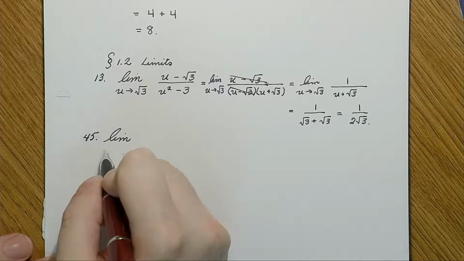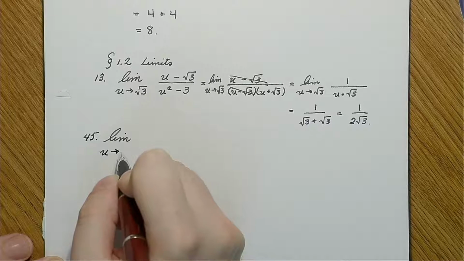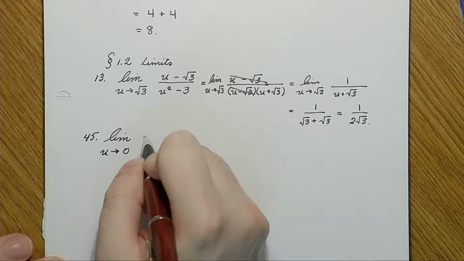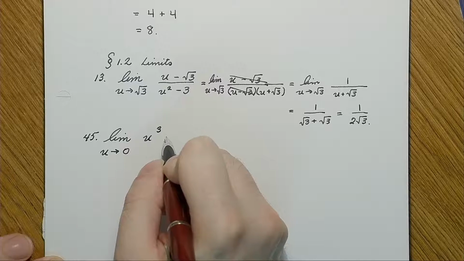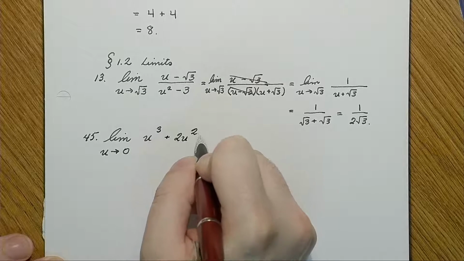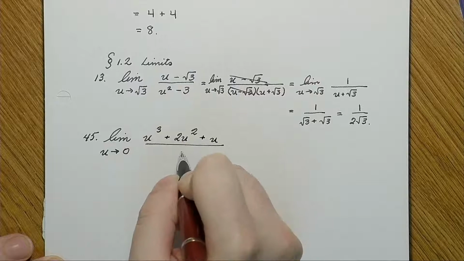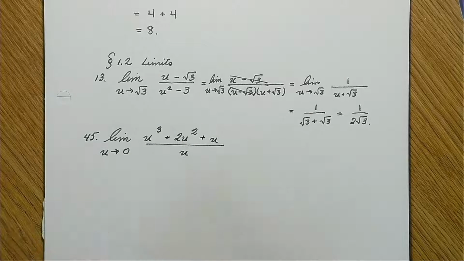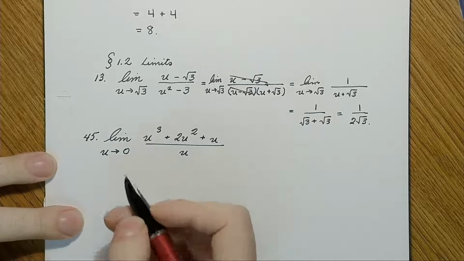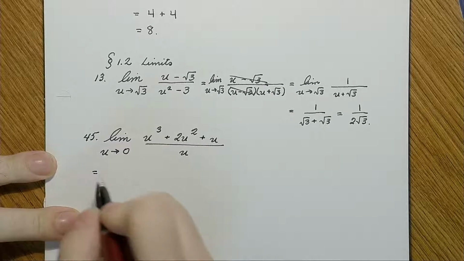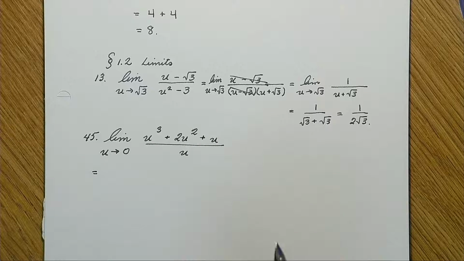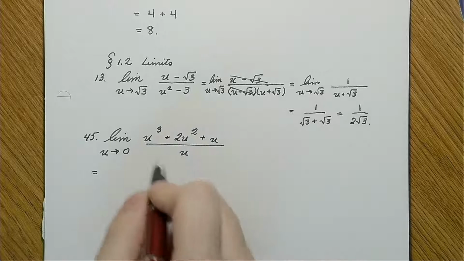They like to use u in this. So I have the limit as u goes to 0 of u cubed plus 2u squared plus u all over u. So again, everyone would be freaking out that, oh no, it's not defined because I have 0 in the denominator. But again, with a little bit of simplification, you know that this is continuous on its domain, and we just need to simplify this a little bit better.